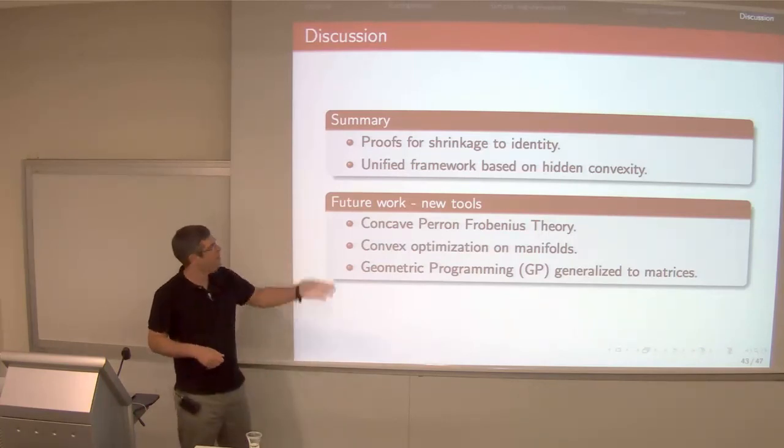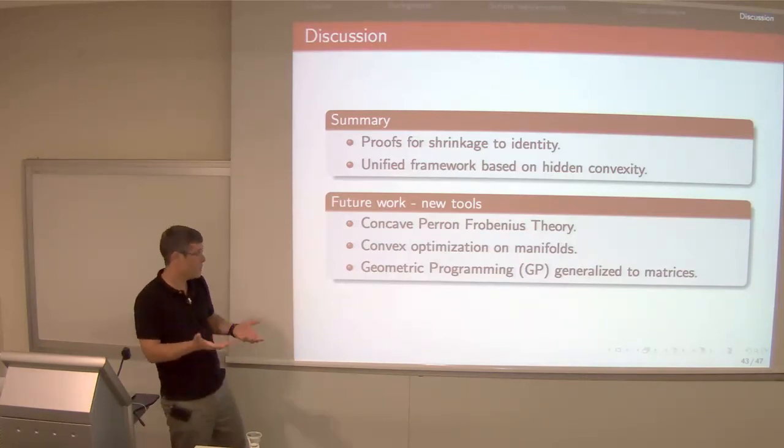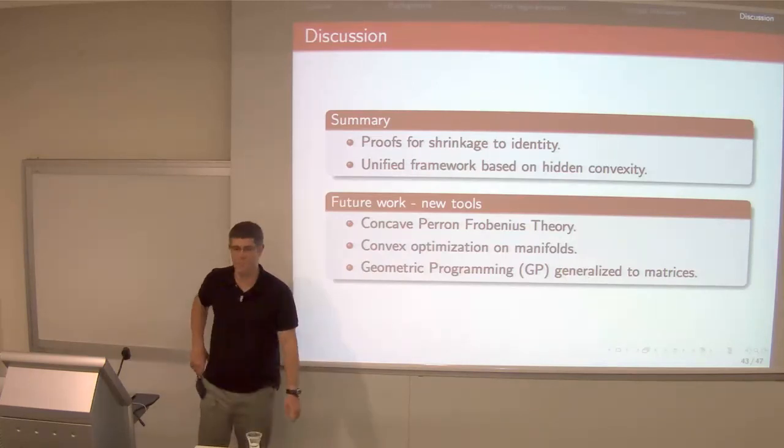And then we made a unified framework based on hidden duality, or hidden convexity. Which tools did we use? Concave Perron-Frobenius theory, which is really cool. Convex optimization on manifolds. And the last thing is the graph. And that's it.